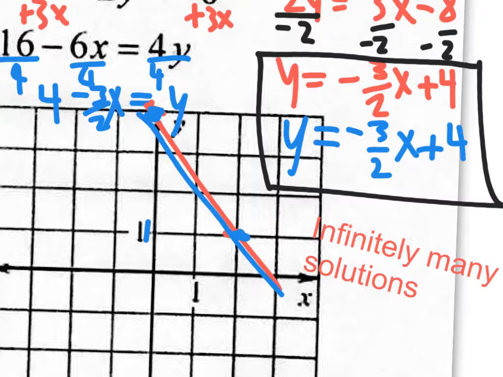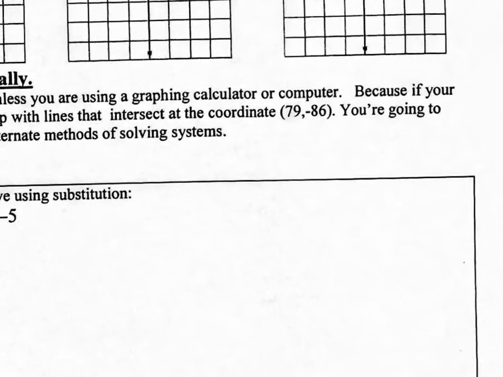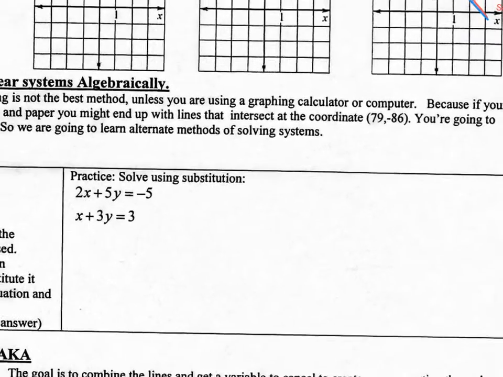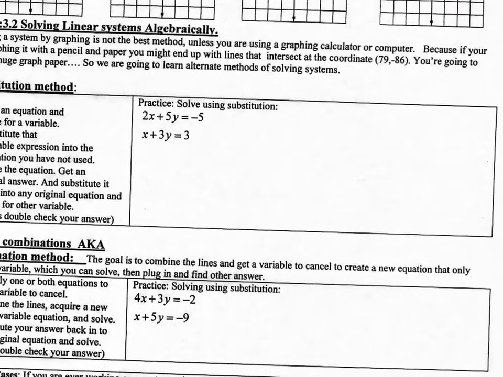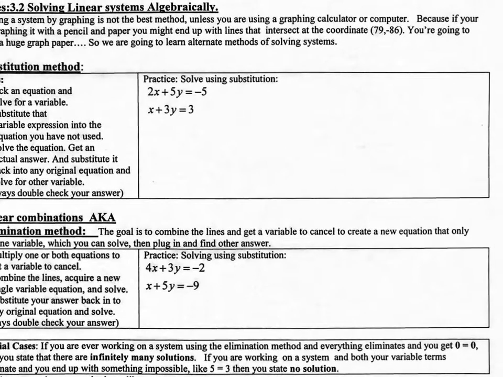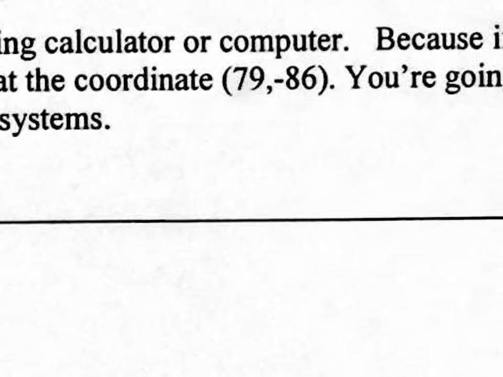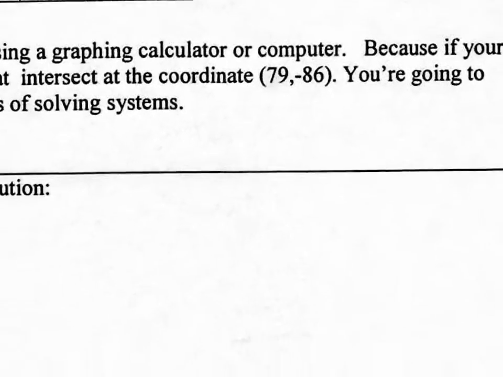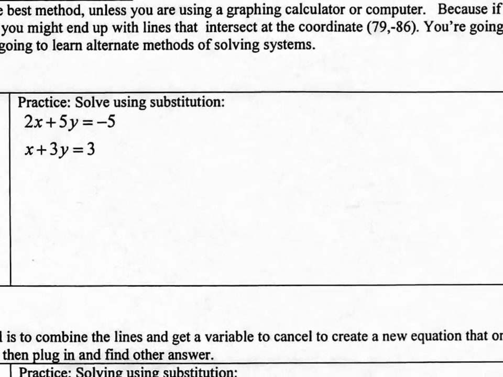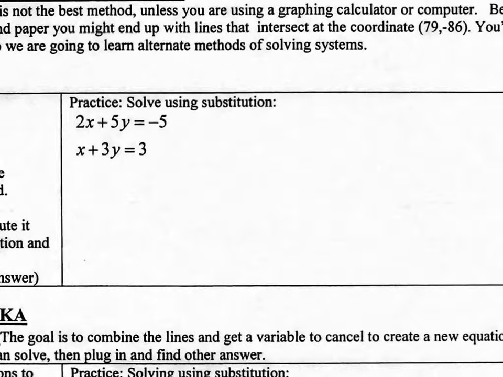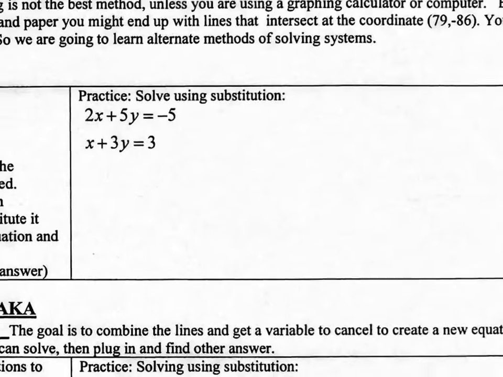Let's move on. So down here, it explains that graphing systems is really not the best method unless you're using a computer program or a graphing calculator. Because what if your point of intersection is the coordinate 79, negative 86? That'd be really hard. You'd need a super huge graph paper to do that, and it would take a long time. So unless you have a graphing calculator or a computer program, you really don't want to do what we just did above. So you're probably thinking, why did he teach us that? Well, it's the only way to get a true understanding of what a solution is to a system. So that's why we graphed.